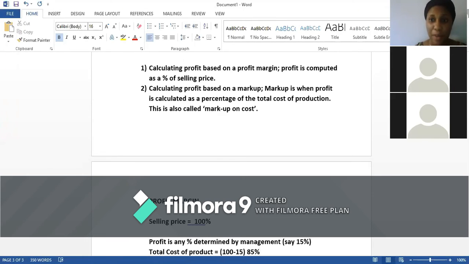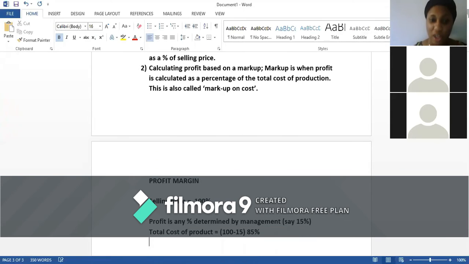I hope this is clear, Marachi. Yes, it is. The concept of profit margin is that your selling price is always 100%. Your profit is whatever percentage you as a producer or management have decided.